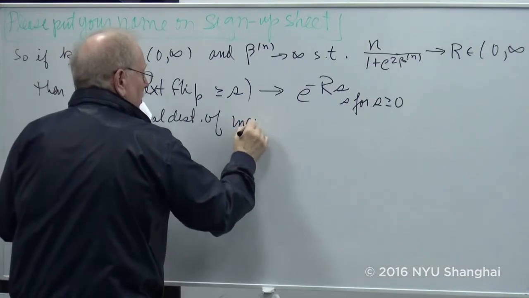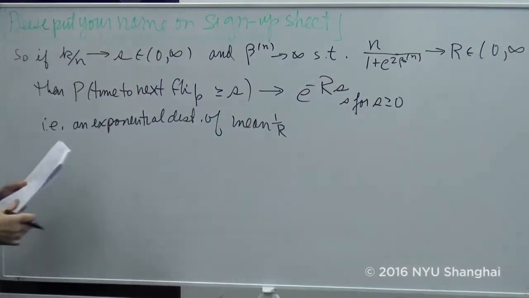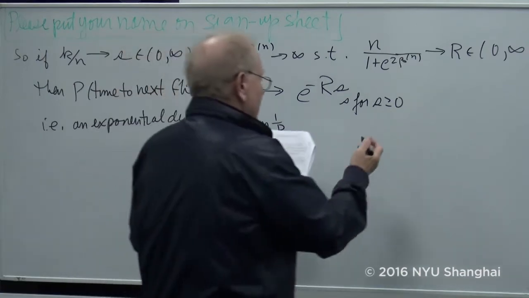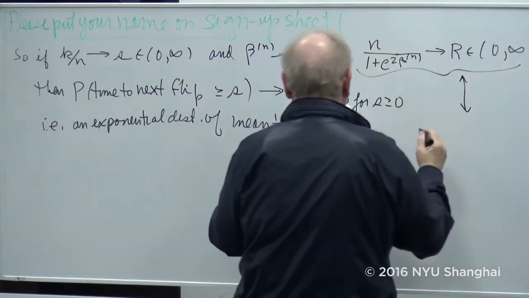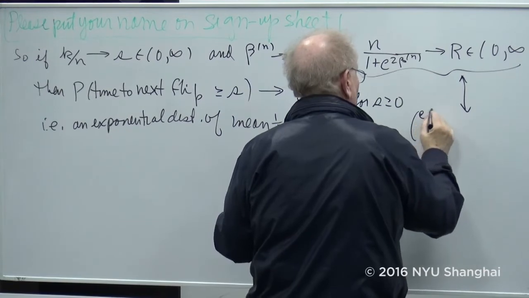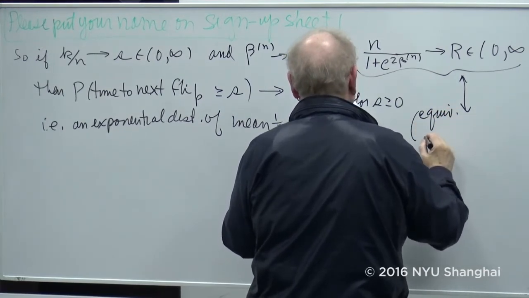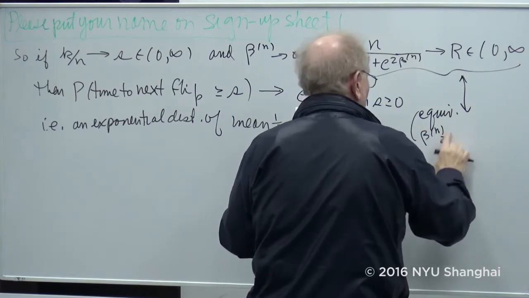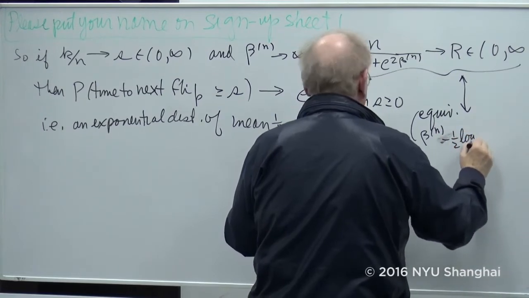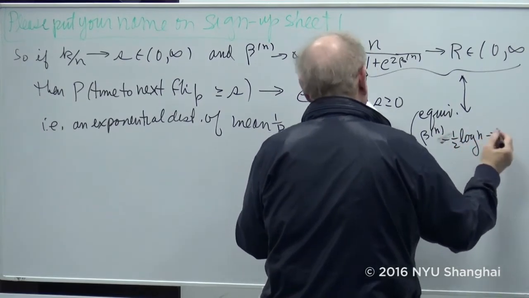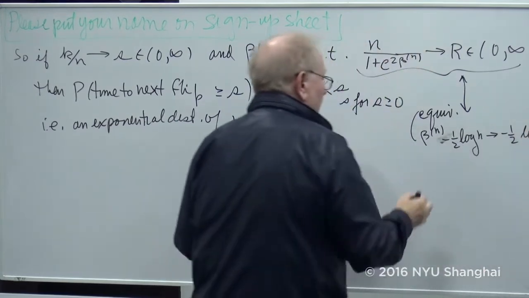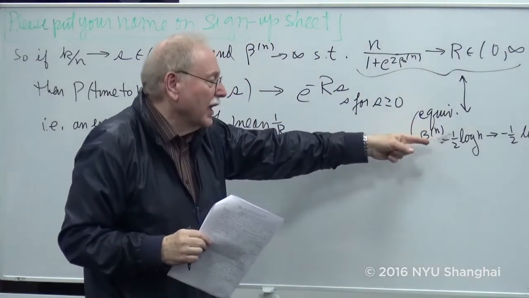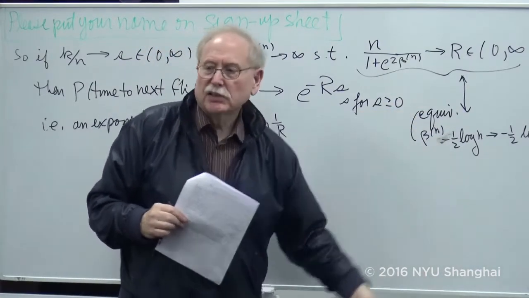Exponential distribution of e to the minus rs. R is the rate, and 1 over r is the mean time it takes before there's a flip. Okay. Now this is equivalent to saying that beta n goes to infinity like 1/2 of log n plus a constant. The constant would be a real number, which is minus 1/2 of log of r. Anyway, it means if you want to pick beta to go in a particular way, namely like 1/2 log n plus a constant.